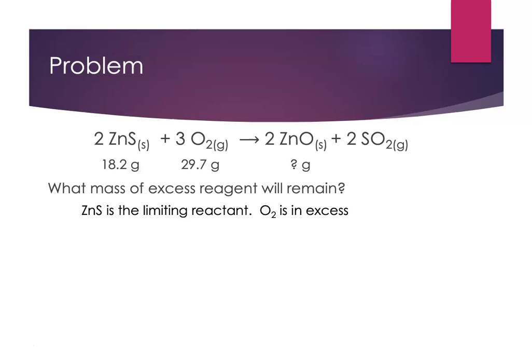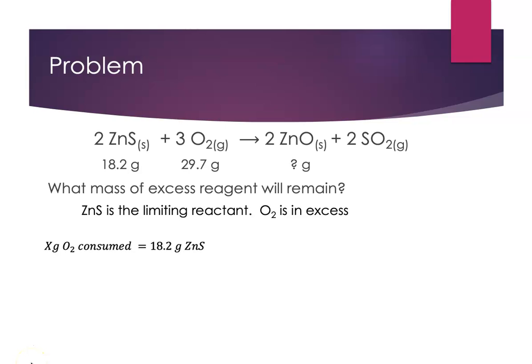We found on the previous slide that zinc sulfide was the limiting reagent and that oxygen was in excess. So we need to figure out how much oxygen was left over. Well, I know how much I started with. If I want to know how much is left over, I need to know how much got used. That's the next calculation I need to do. What mass of oxygen was consumed when all 18.2 grams of zinc sulfide reacted completely?